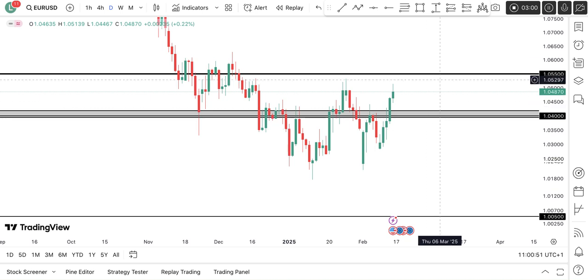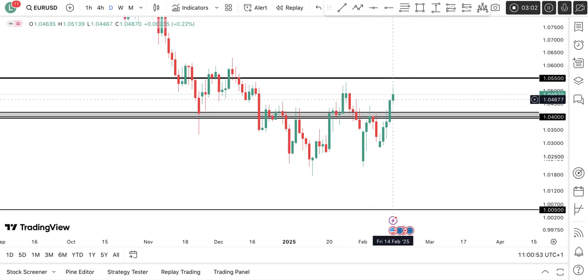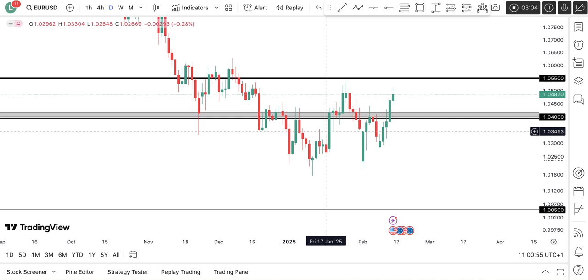Now, I can see that the market is respecting, first of all, this level here. We respected again here. We respected here, and we broke in. And what did we do? We respected again. Now the market is violating it. It's not respecting it anymore.